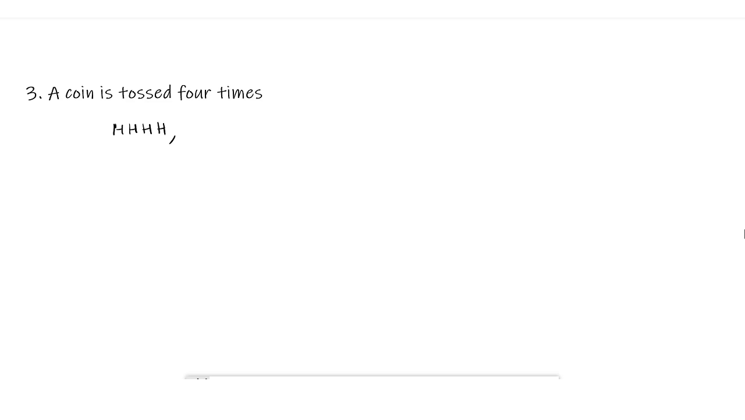So there will be all heads. Then 3 heads and in the last toss there is a tail. Then in the first two there is a head, in the third toss there is a tail, and in the fourth toss there is a head. Then in the first there is a head, in the second toss a tail, in the third a head, in the fourth a head. In the first toss there is a tail, then in the second a head, in the third a head, and in the fourth a head.